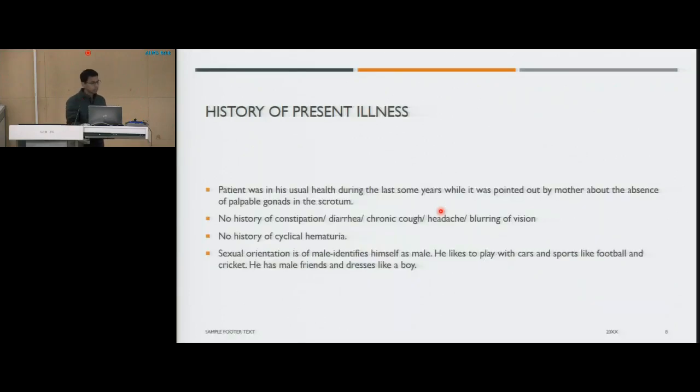The patient was doing relatively well, in his usual health during these 10 years, when his mother noticed the absence of palpable gonads in the scrotum. There was no history of any constipation, diarrhea, chronic cough, headache, or blurring of vision, and no history of any cyclical hematuria. On sexual orientation, the patient is male only. He identifies himself as male. He likes to play with cars and sports like football and cricket. He has male friends and dresses like a boy.